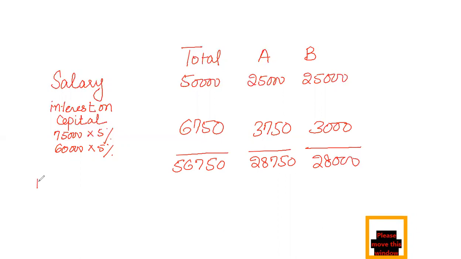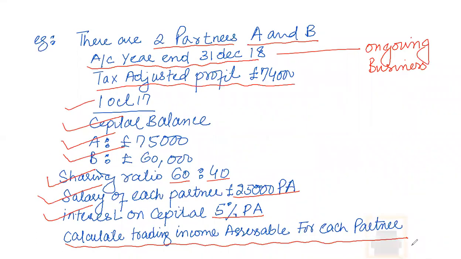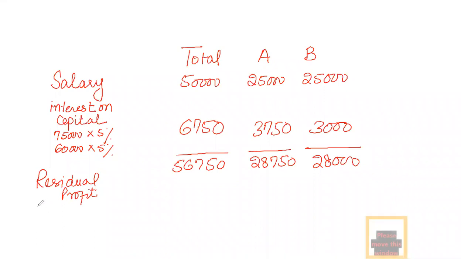Now, the residual profit. In order to find out the residual profit that is to be shared between the partners, first of all, let's see how much profit there is. So our profit was 74,000. From the 74,000 profit, the total value of payment is 56,750. This has to be paid by the partnership business. So the remaining profit is to be shared between these two partners in the ratio of 60:40.